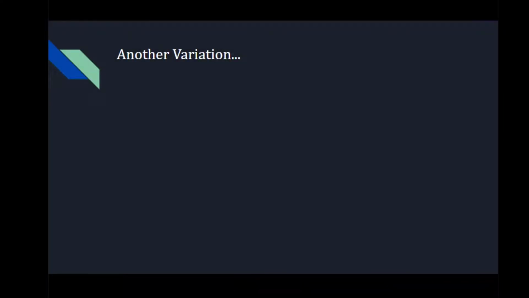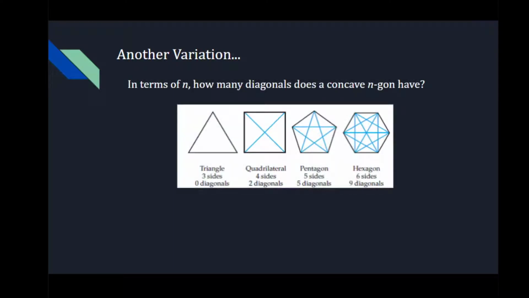This is another variation on the same problem, though it might not look like it. In terms of n, how many diagonals does a concave n-gon have? An n-gon is just a polygon with n sides. The diagonals are line segments drawn between non-adjacent vertices.